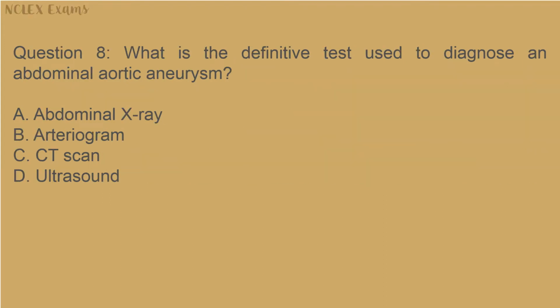Question 8. What is the definitive test used to diagnose an abdominal aortic aneurysm? A. Abdominal X-ray. B. Arteriogram. C. CT scan. D. Ultrasound.